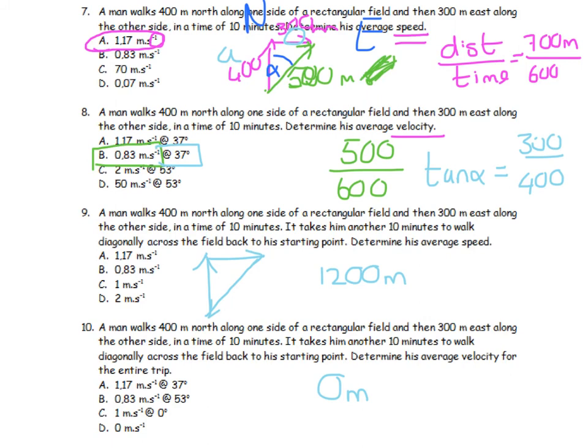Now they want to know what is his average speed. It took him 20 minutes for the whole journey, so it's 20 times 60, which is 1,200 seconds. So it turns out to be exactly 1 meter per second. And on the very last one, you can't have a direction for no meters per second. So it's 0 divided by 1,200 seconds, and you get 0 meters per second.